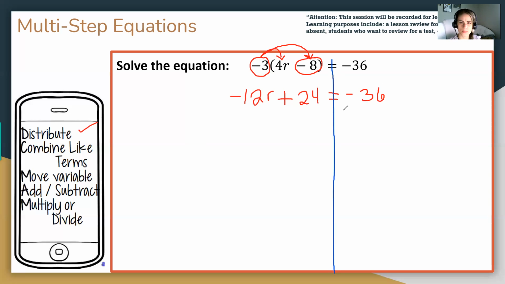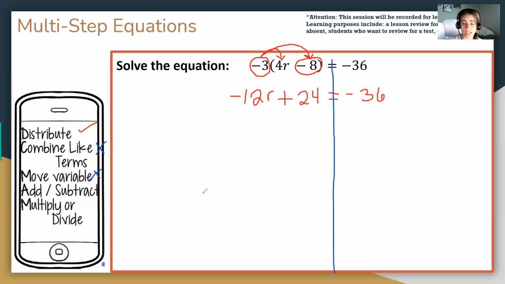Do I have any like terms? Nope, and why not? Because one term has a variable r, the other term does not have a variable, so it's called a constant. If I look at the right side, all I got is a -36. There's nothing even over there that could be a like term. It's all by itself. That step can be skipped. Same with move the variable. I don't have a variable on both sides, so that can be skipped as well.